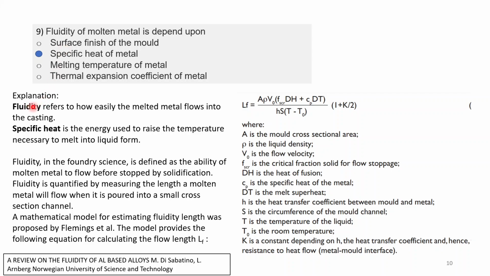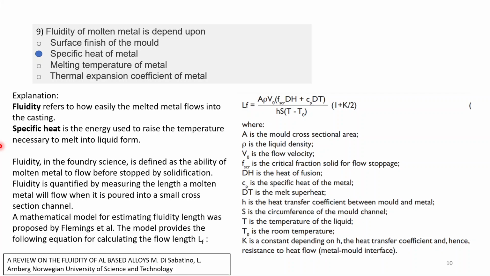Now fluidity of molten metal is dependent on various factors, so firstly we need to define what is fluidity. Fluidity refers to how easily the melted metal flows into the casting, and the specific heat is the energy used to raise the temperature necessary to melt into liquid form. Fluidity in foundry science is defined as the ability of molten metal to flow before it is stopped by solidification. So if a material has high fluidity, then it will easily be formed into complex shapes.